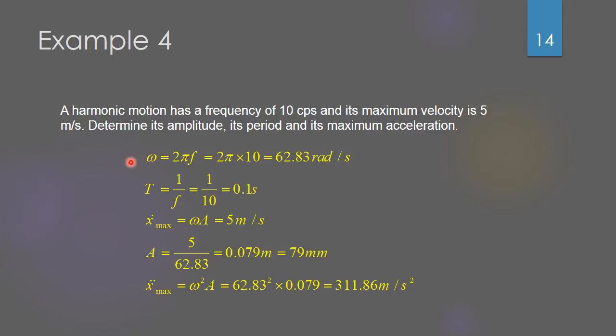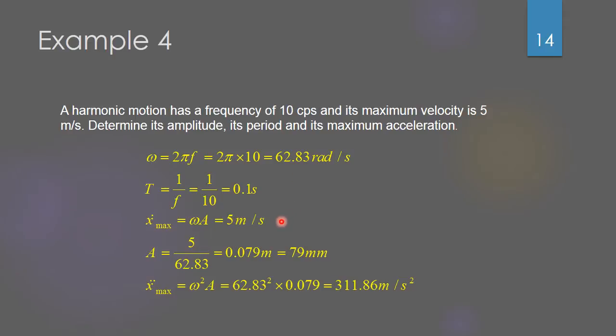Let's at the beginning find omega. Omega is 2 pi f, where f is given, which is 10. So omega is 62.83 radian per second. T by definition is the reciprocal of the frequency. So T is 1 over f, which is 0.1 second.